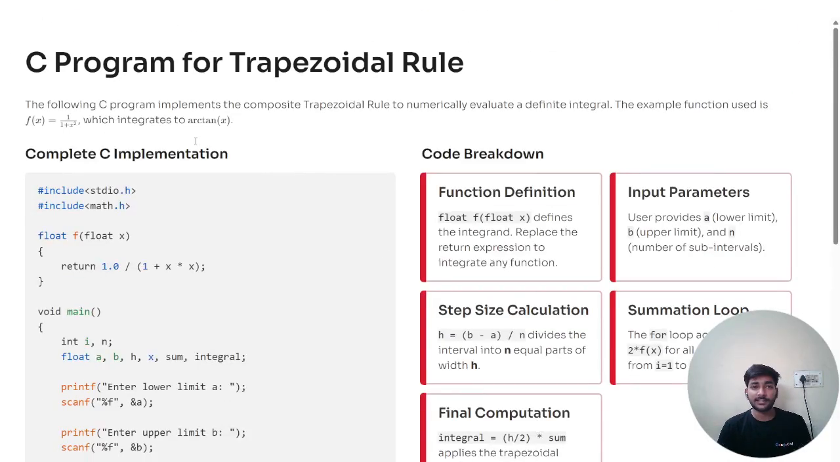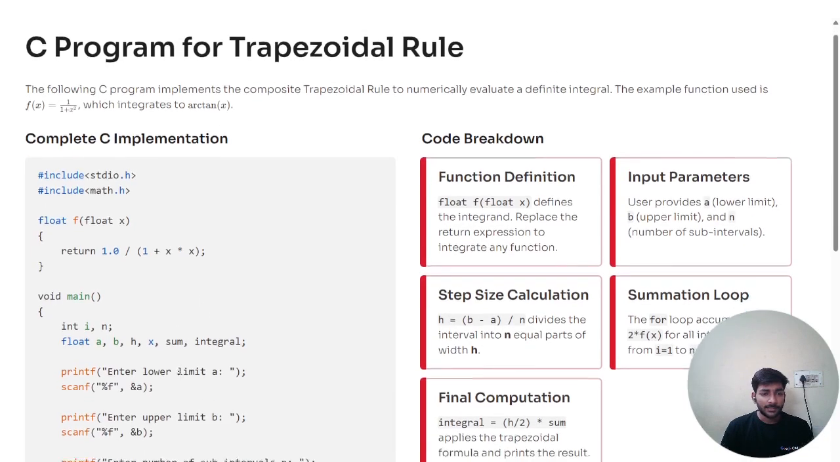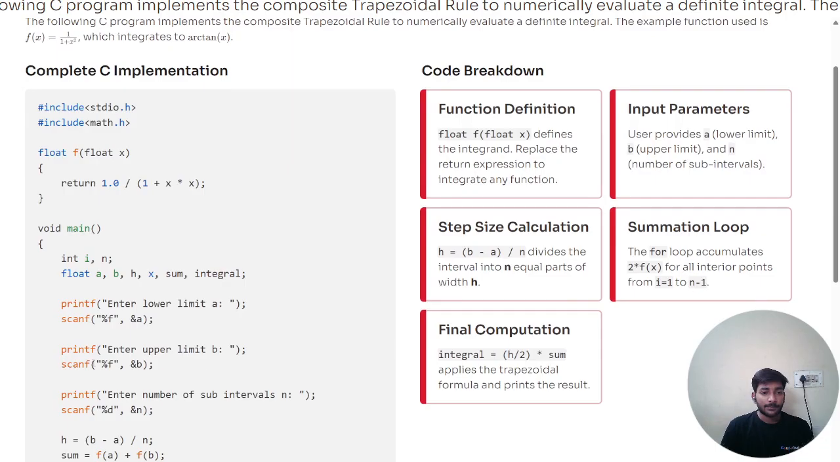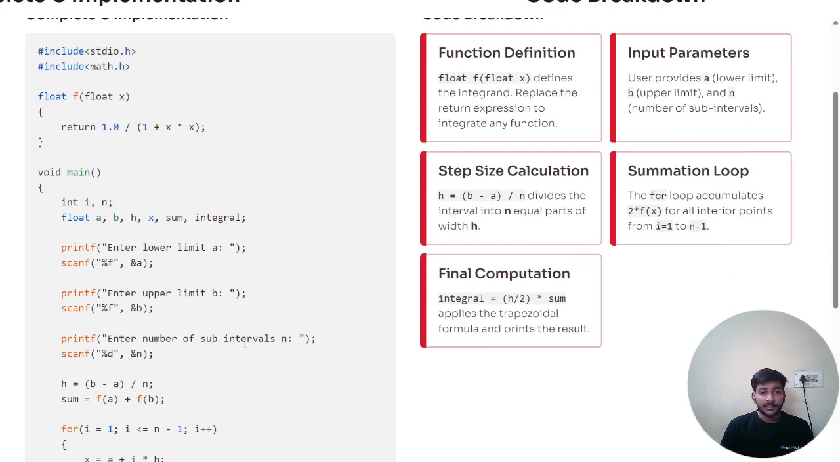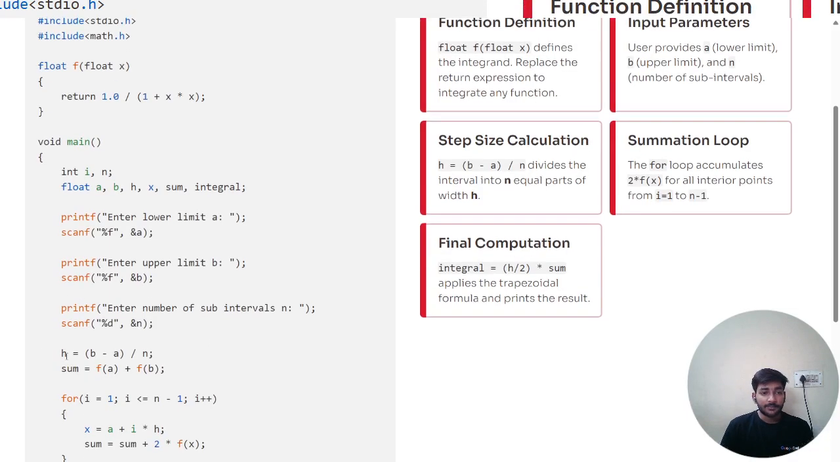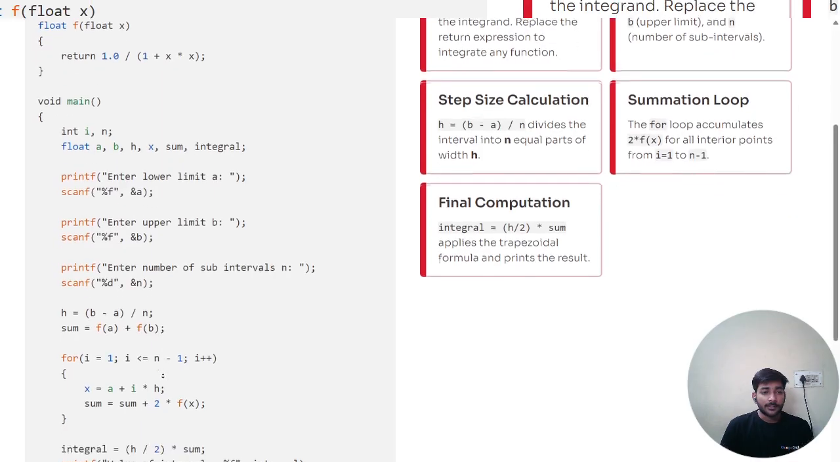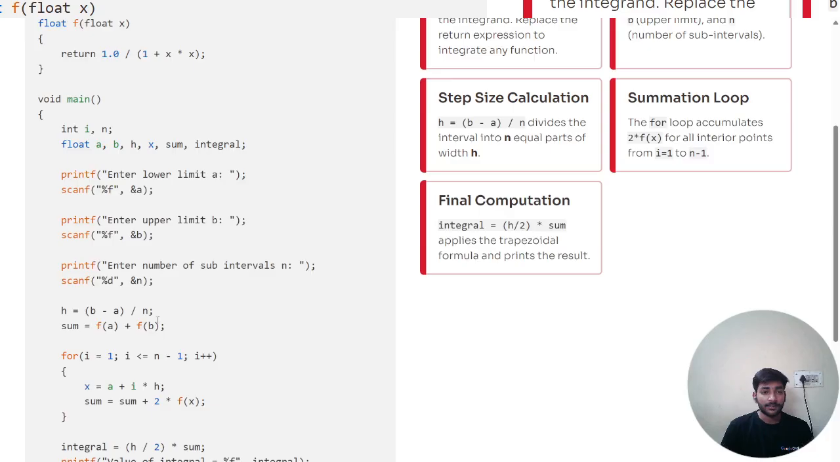Now let's see the code of the trapezoidal rule. Here is the code. First of all, we include the library, and here we take the input function f as 1 divided by 1 plus x square. Then we start and take the variables i, n, a, b, and so on. We define the variables as integers, enter the lower limit into a and the upper limit into b, and here we take the number of sub-intervals n. Here we calculate the value of h, and we calculate the sum f(a) plus f(b).